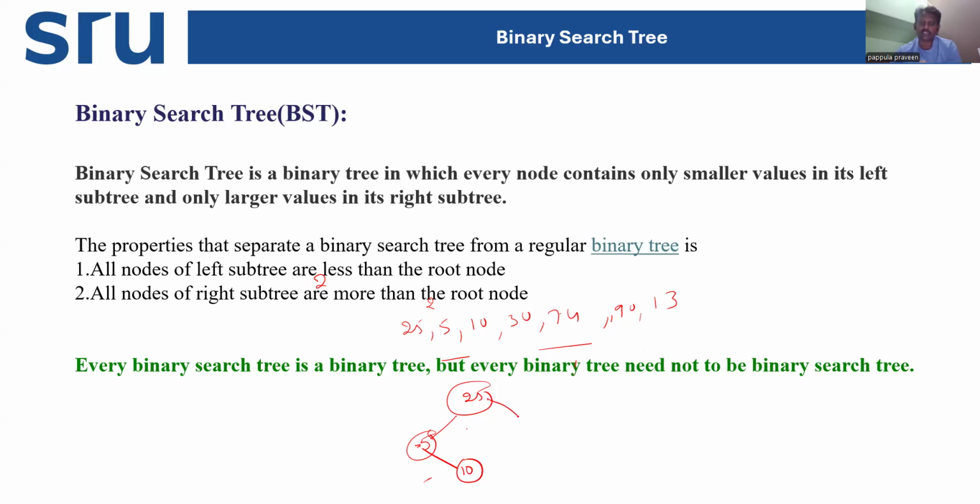And 30 is greater than the root node, 74 is greater than here, and 90 is also greater than here. And now coming to 13: this is less than, this is greater than, and this is greater than. Now this is called the binary search tree. Now you want to access 13. 13 is not equal here, move to the left side. This is not equal, move to here. This is not equal, move to here.